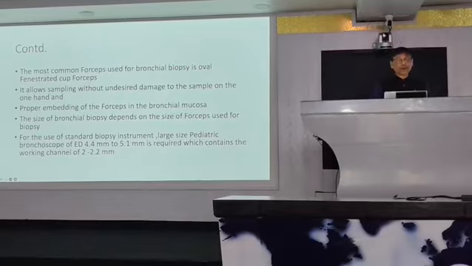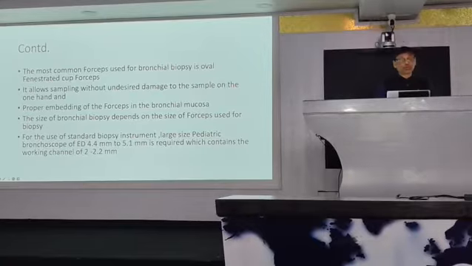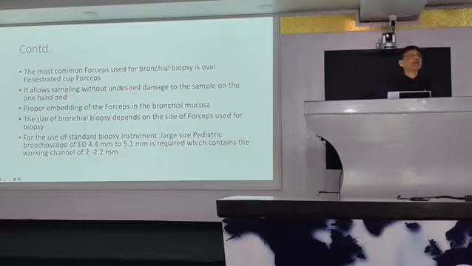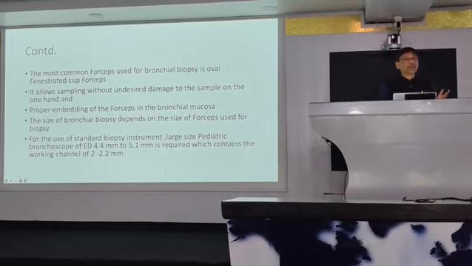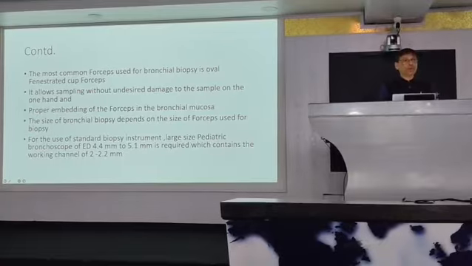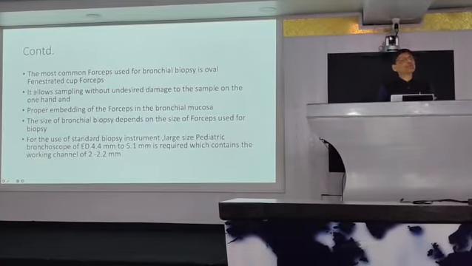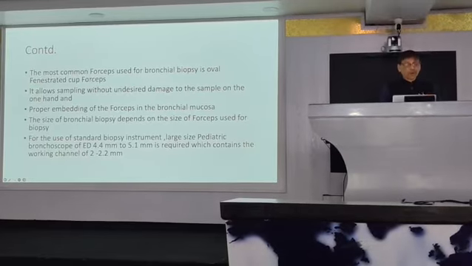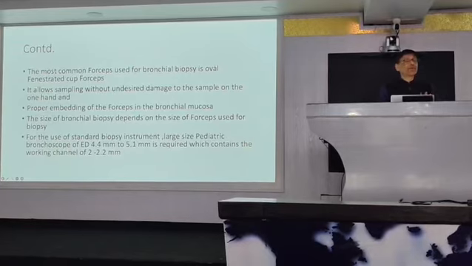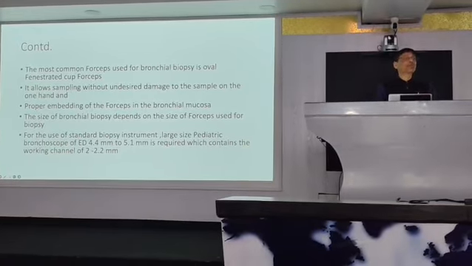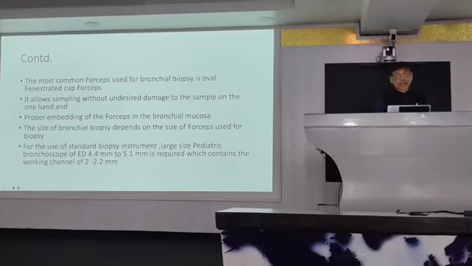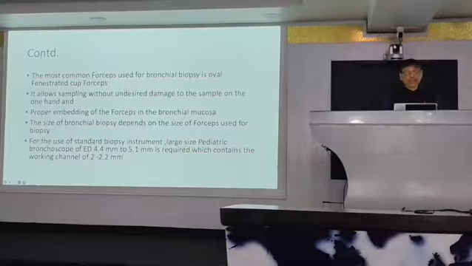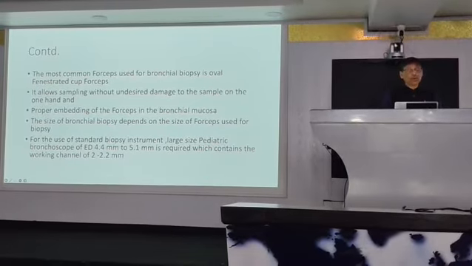For the use of a standard biopsy instrument, a large size pediatric bronchoscope of external diameter 4.4 mm to 5.5 is required. I had told you yesterday that after 6 years of age we use this size, 4.1 to 5.1. Below 6 years, standard 2.7 to 3.7. So in 4.4 or 5.1 external diameter of bronchoscope we get this channel of 2 or 2.2 millimeter. So a large size pediatric bronchoscope of external diameter 4.4 to 5.1 is required, which contains a working channel of 2 to 2.2 millimeter.